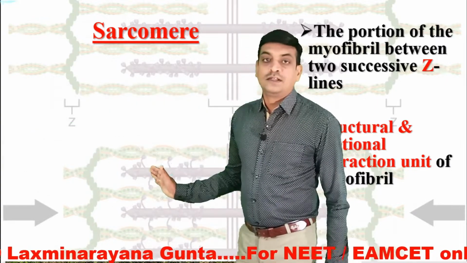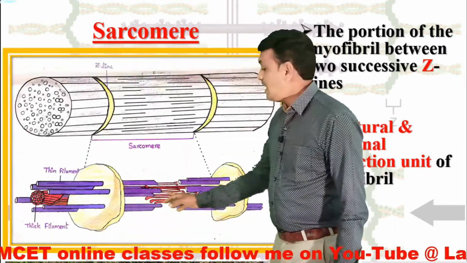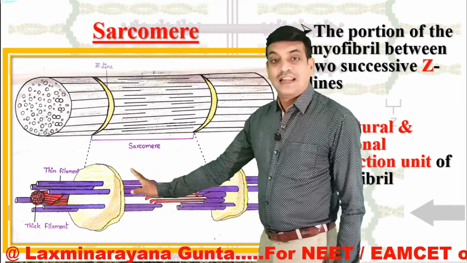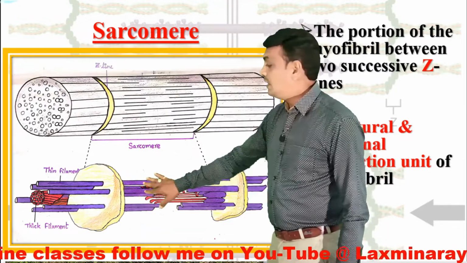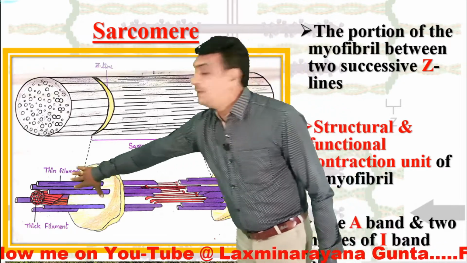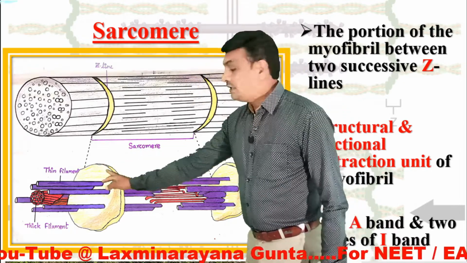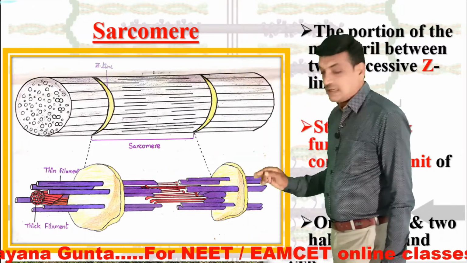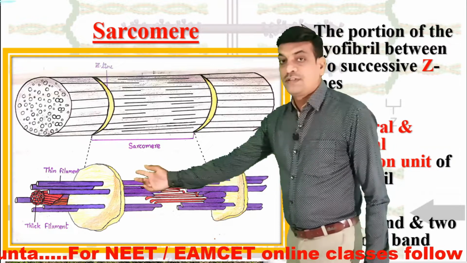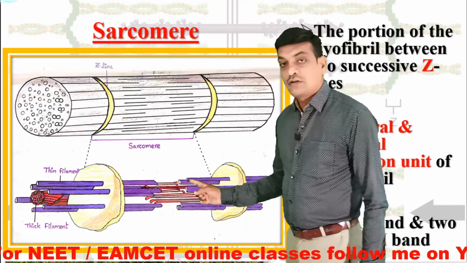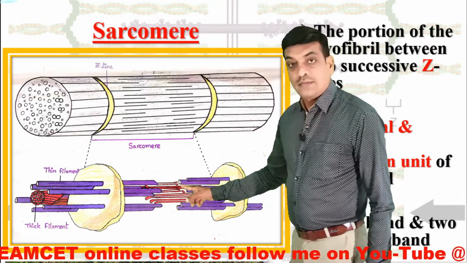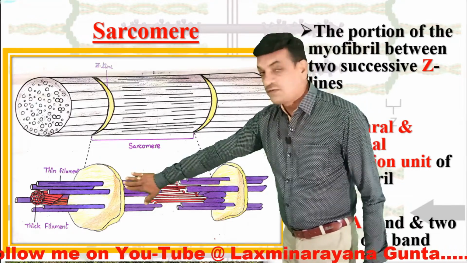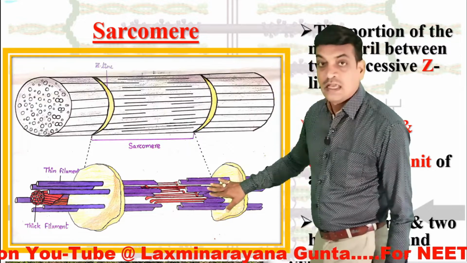And the sarcomere consists of an A band, that is the dark band, and two halves of light bands, that is I bands. Here you can observe a light band. This all is a light band. This one is the Z line and this one is another Z line. The area present between these two is called as sarcomere. The sarcomere consists of a dark band and two halves of light band. This one is one half and this one is another half.